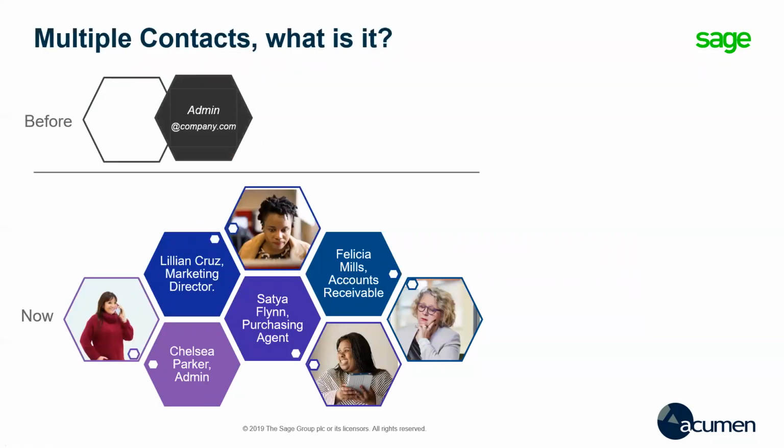So again, just kind of visually looking at that, before, you had just the one contact, right? And we've all seen that. That's at the contact tab of the customer and the vendor. Now you can say, okay, I have a marketing director, I have an admin, I have an accounts receivable clerk, I have a controller, CFO, purchasing agent, all with individual contact details, including emails, and I can send forms or reports to those people automatically when they're produced from Sage.